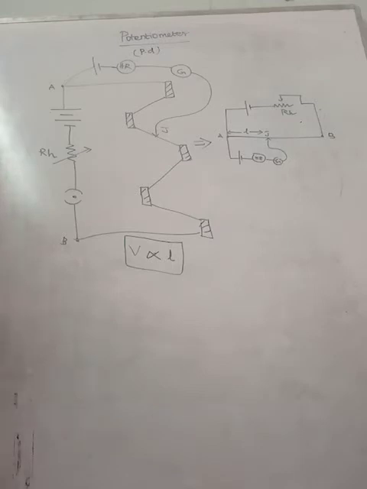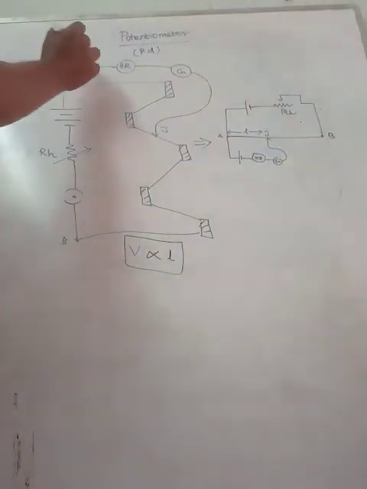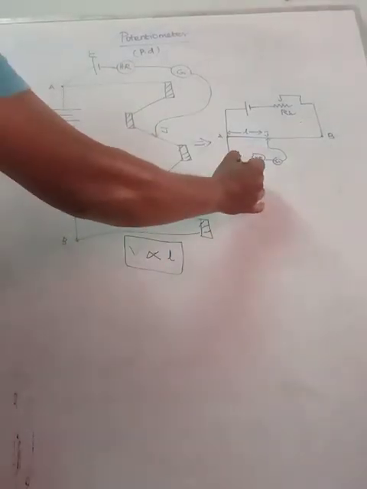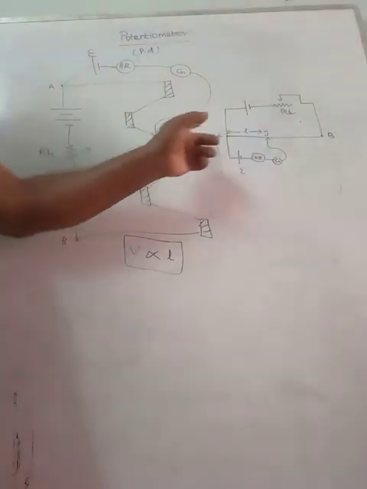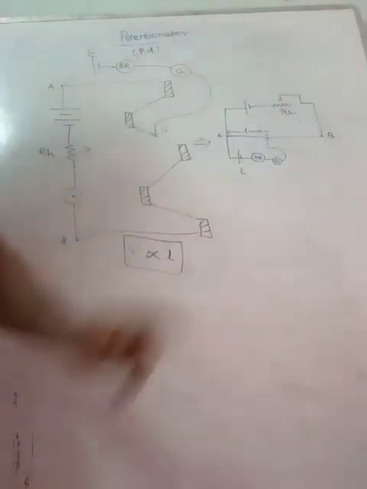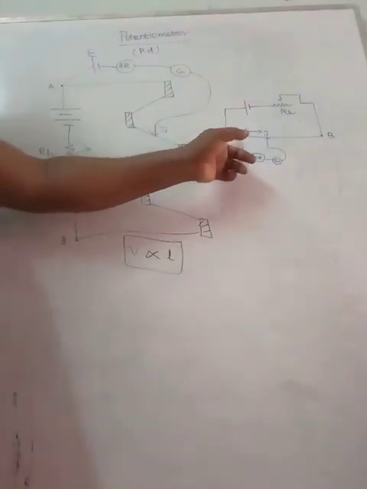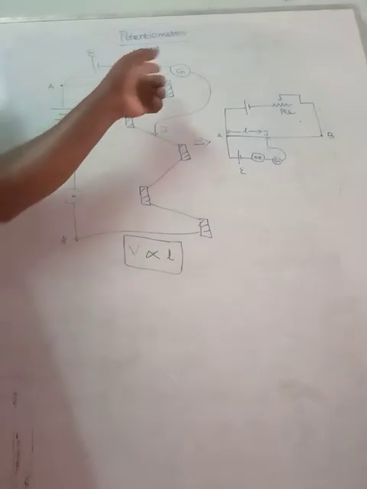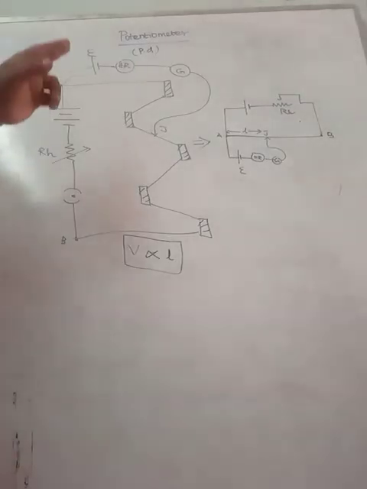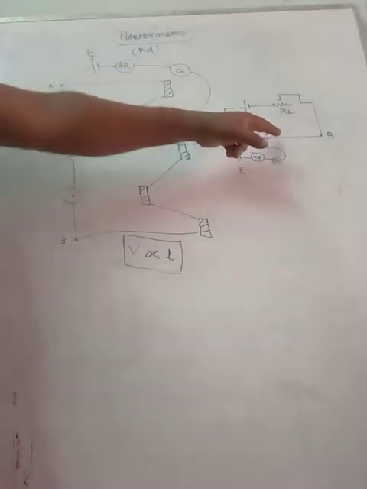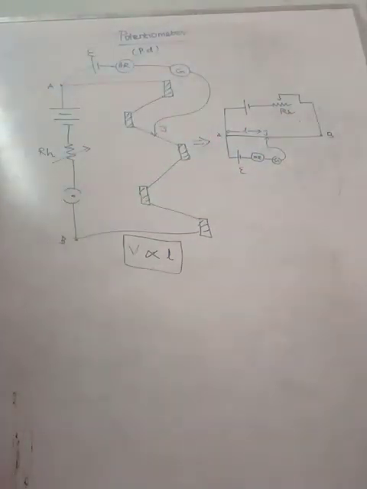Let us assume that the potential applied across the given conductor is E. Now we are going to take the jockey at the terminal A. Now the galvanometer shows a deflection along the left side. Now we have to move the jockey from one end towards the other end. At a particular point the galvanometer shows zero deflection. At that point we have to stop and measure the length. That length we can take as L.